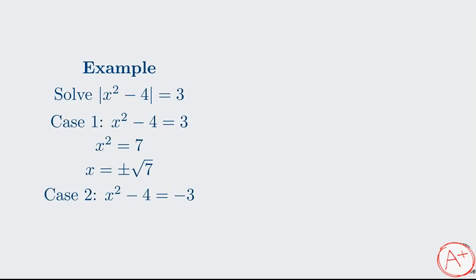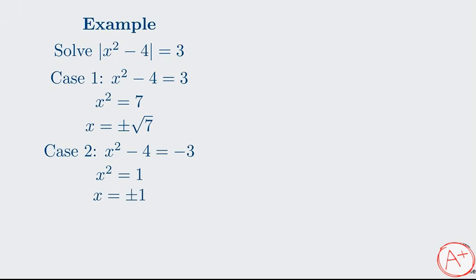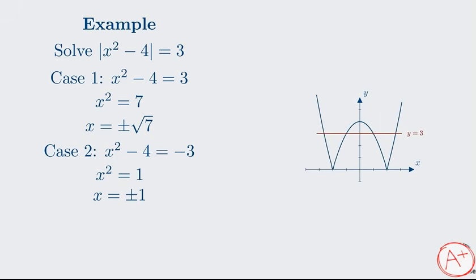Now, we set the quadratic expression to negative 3. Adding 4 to both sides here gives x squared equals 1. Taking the square root gives us two more solutions. X equals plus or minus 1. Looking at the graph, the line y equals 3 crosses the curve at 4 distinct points. These correspond to our 4 algebraic solutions. Note that the original vertex of the parabola was at negative 4, but the modulus has reflected it up to positive 4.